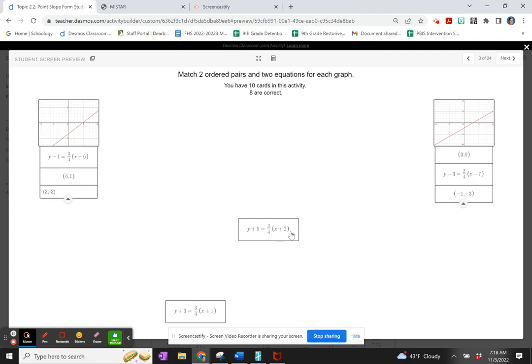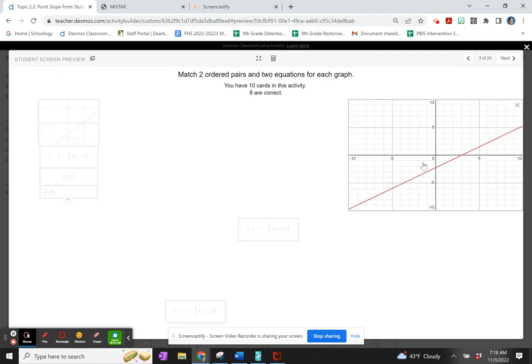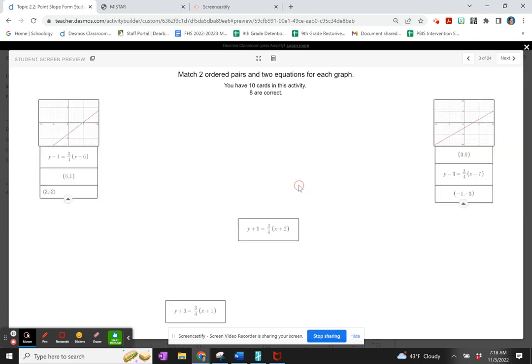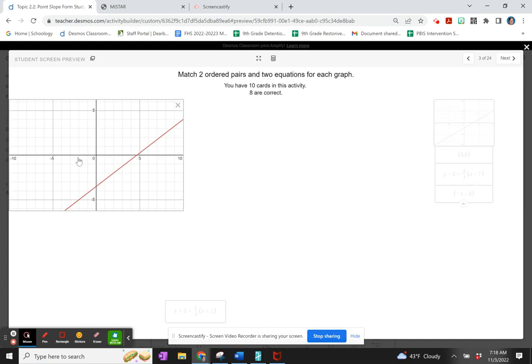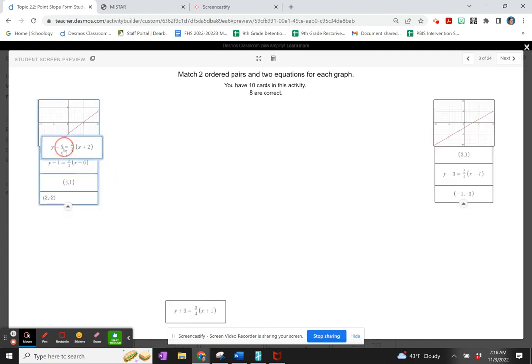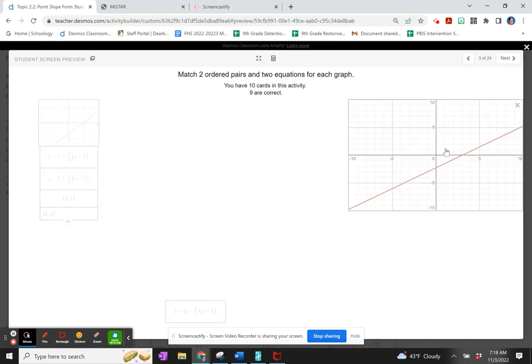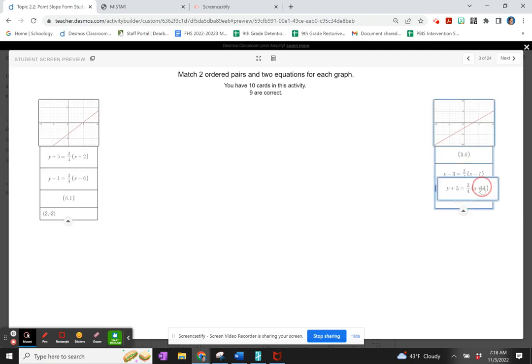How about -2, -5? -2, 1, 2, 3, 4. Nope. Almost. How about here? 1, 2, 1, 2, 3, 4, 5. So this one works. And then -1, -3, which we already said was this one.